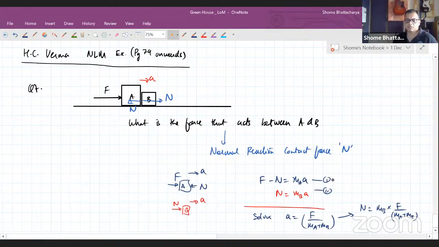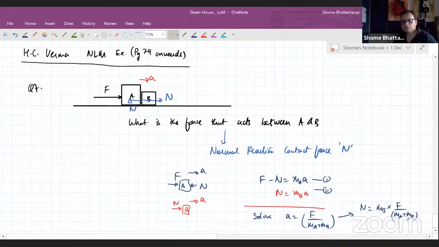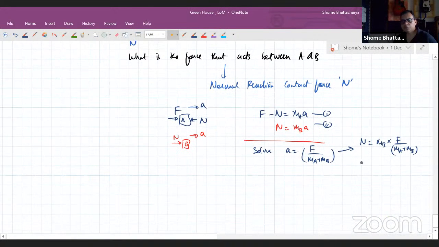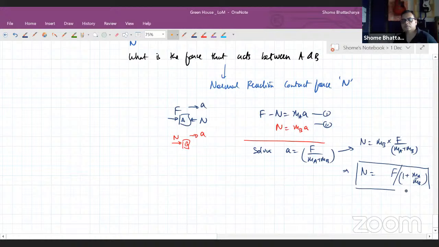Oh, I think there is a slight misprint. In the answer, there should be a division sign. Instead of F into that factor, the correct answer is F divided by (1 plus m_A by m_B). This should be the amount of contact force. So that division sign is missing, just make a correction there.